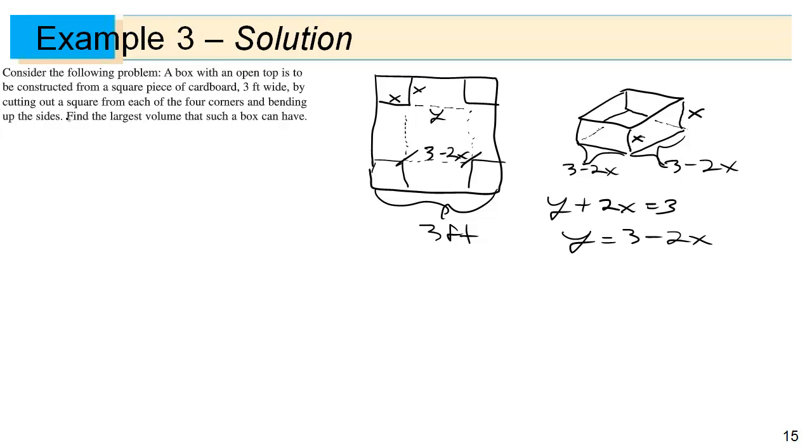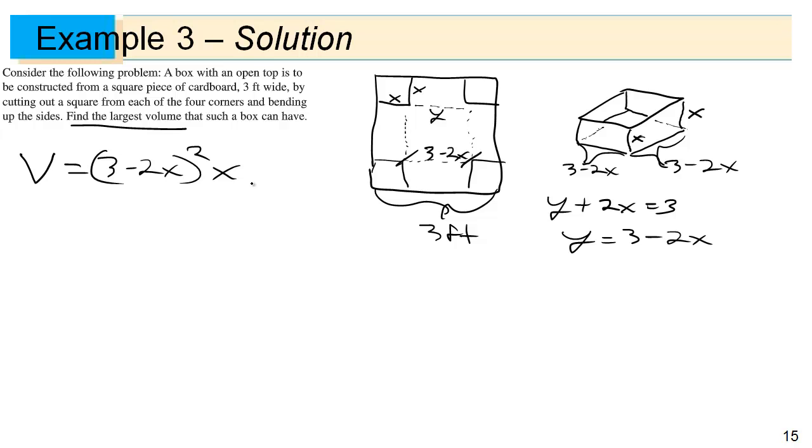Now if we're trying to find the largest volume, then that means we have to have an equation for volume. And volume is length times width times height, or (3 minus 2x) squared times x. This one times that one.